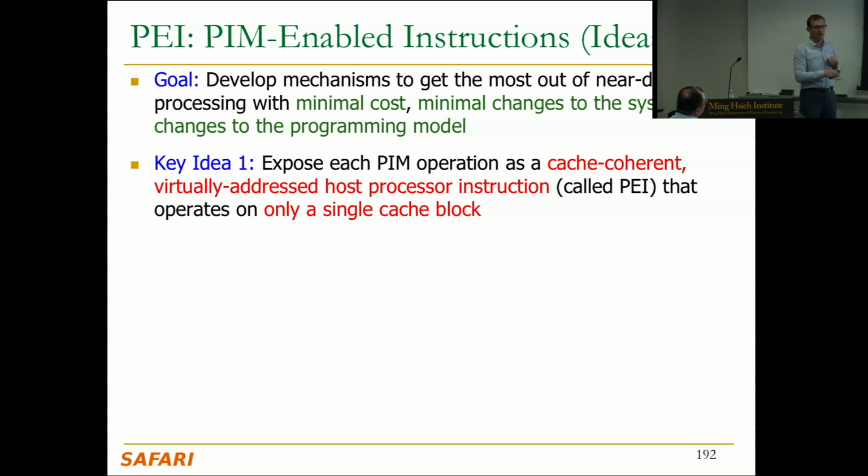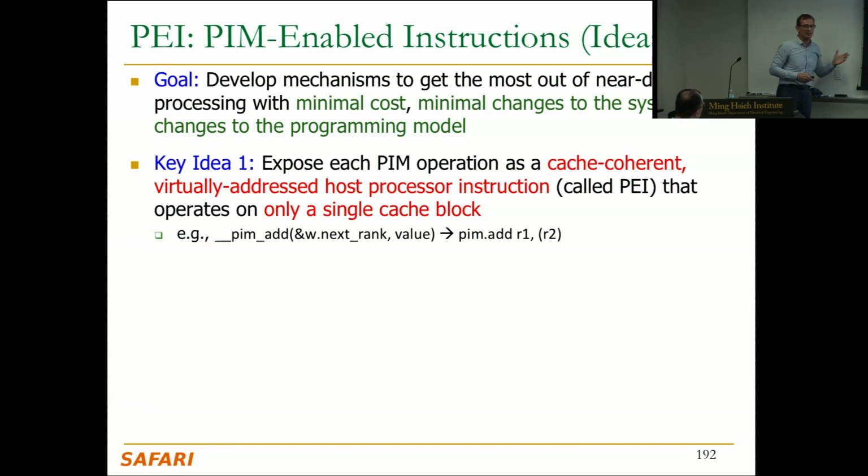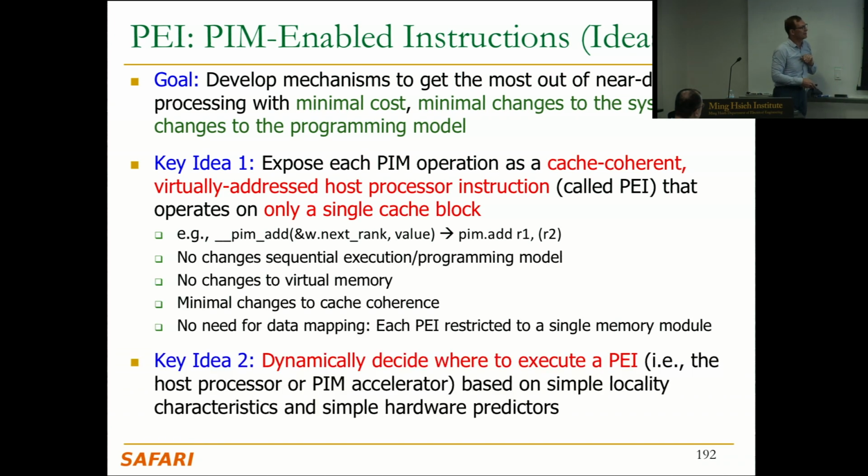So the host processor does the translation so that you can keep the virtual memory. And this instruction operates only on a single cache block. So you don't need to deal with multiple cache block granularities. So coherence becomes much easier in this case, clearly. So for example, you program with these primitives, pim-add, and that gets translated to instructions like this.